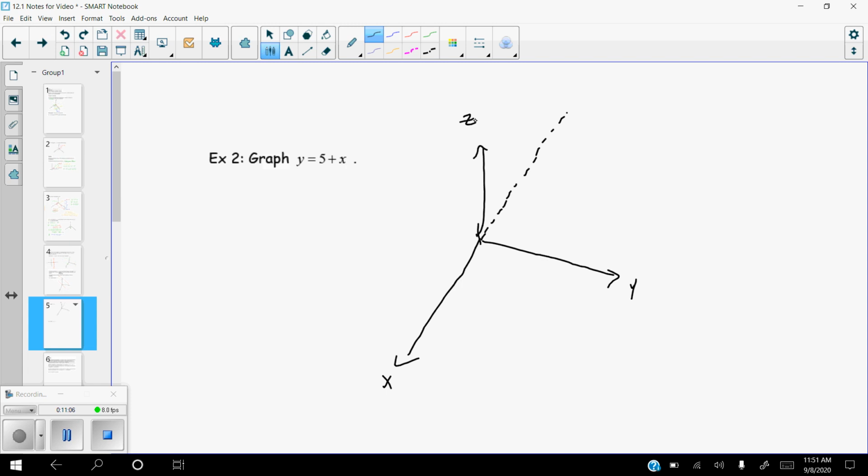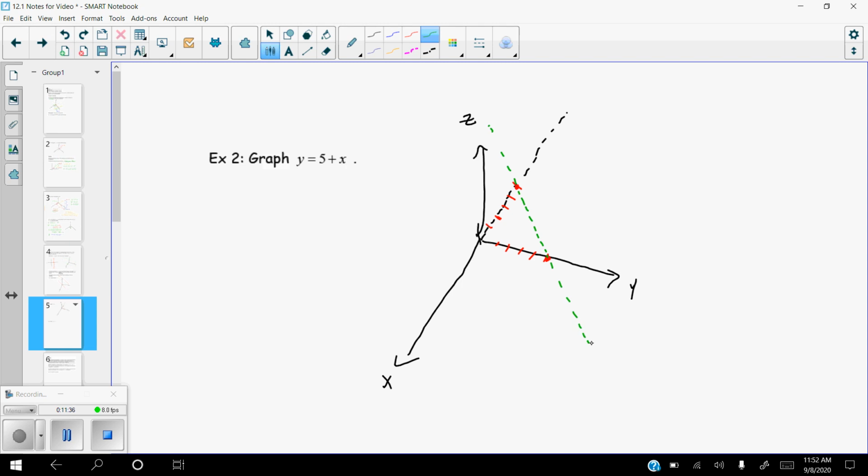This thing has a y-intercept of 5 and a slope of 1. So a y-intercept of 5: 1, 2, 3, 4, 5. It's got a y-intercept there, and a slope of 1 means it's going to go up 1 over 1 in the positive direction, but it's also going to go down 1, left 1 in the negative direction, which means that it has an x-intercept of negative 5. So right about there.